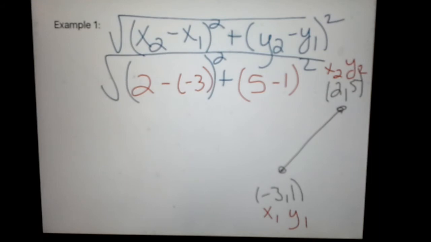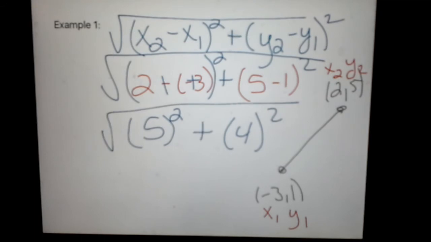And now we are just going to use how to solve equations in order to find the distance of this line segment. Negative times a negative becomes a positive. 2 plus 3 is 5. 5 minus 1 is 4. We still have our plus sign and our square root symbol. 5 squared is 25. 4 squared is 16.